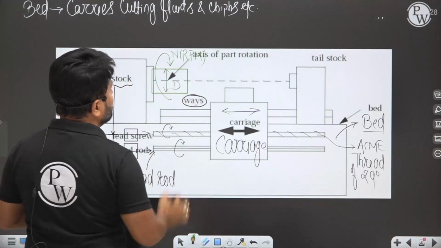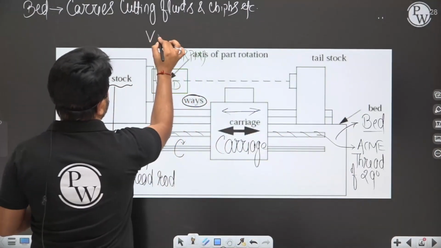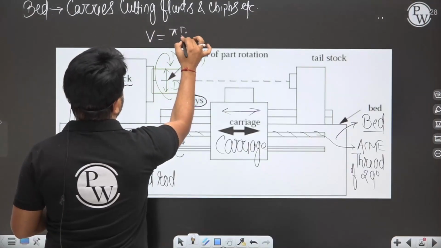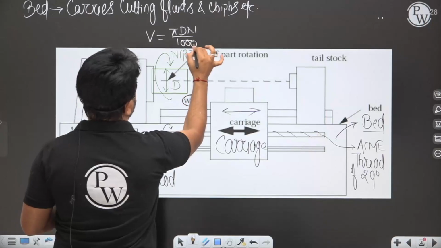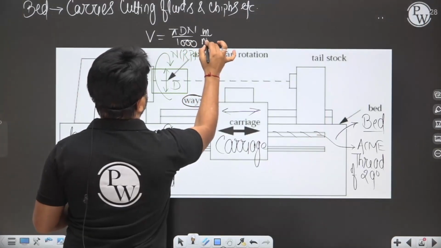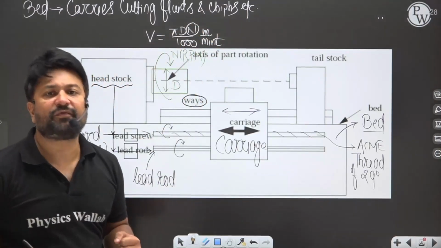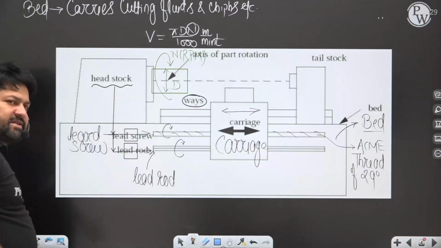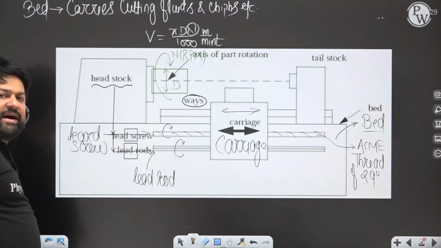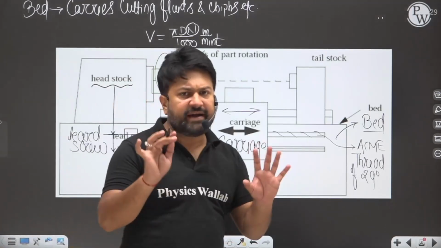If you know the diameter of the workpiece, how can you find the cutting velocity? Cutting velocity equals pi times D times N divided by 1000 meters per minute, where D is in mm. That is the cutting velocity, which depends on the number of RPM if the diameter of the workpiece is fixed.